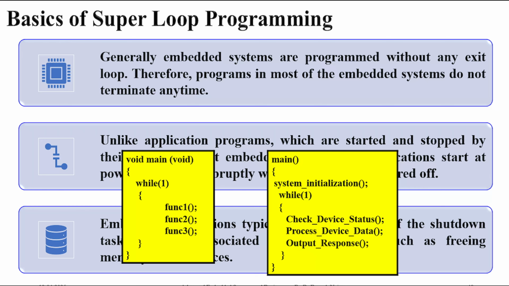Let us take an example. In the main function, we first initialize the system by using an initialization related function. Then we enter into the while(1) or infinite loop, in which we have three different functions. The first function checks the device status, the second function processes the device data, and the third function outputs a response from the device. Then again this cycle will keep on continuing for an infinite time period. This is the basic approach used in Superloop programming.